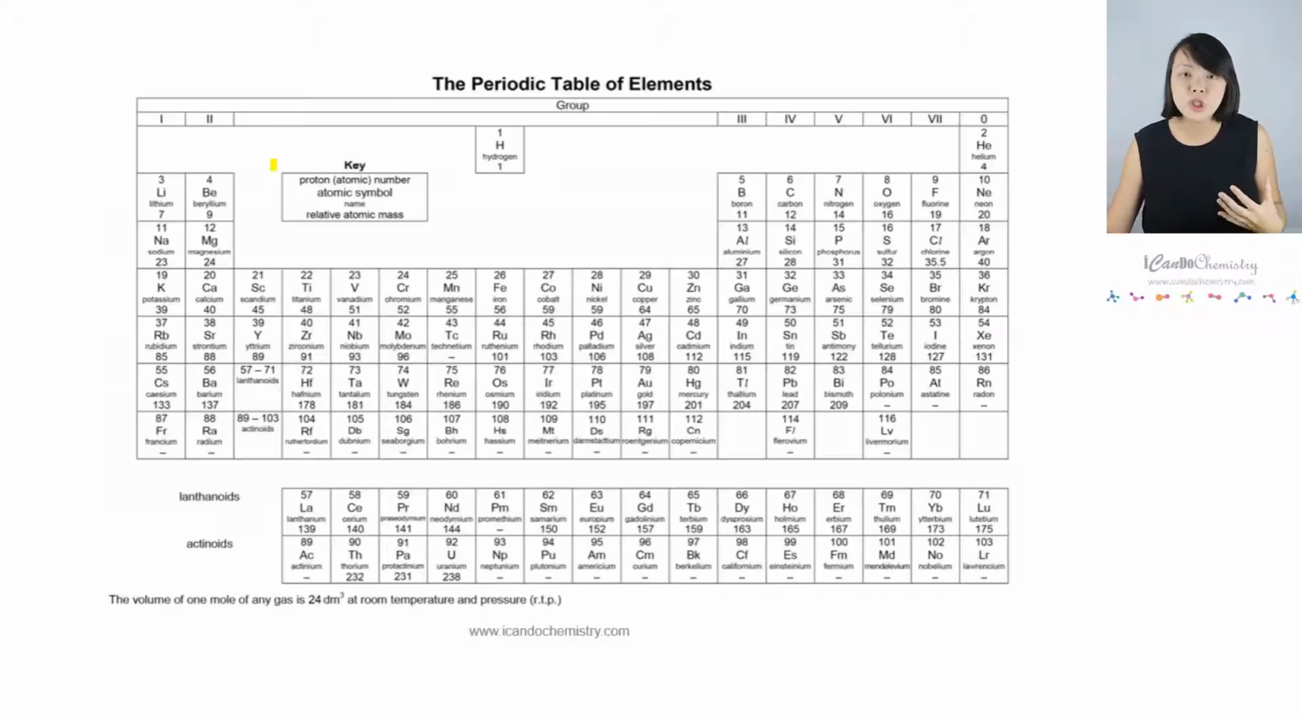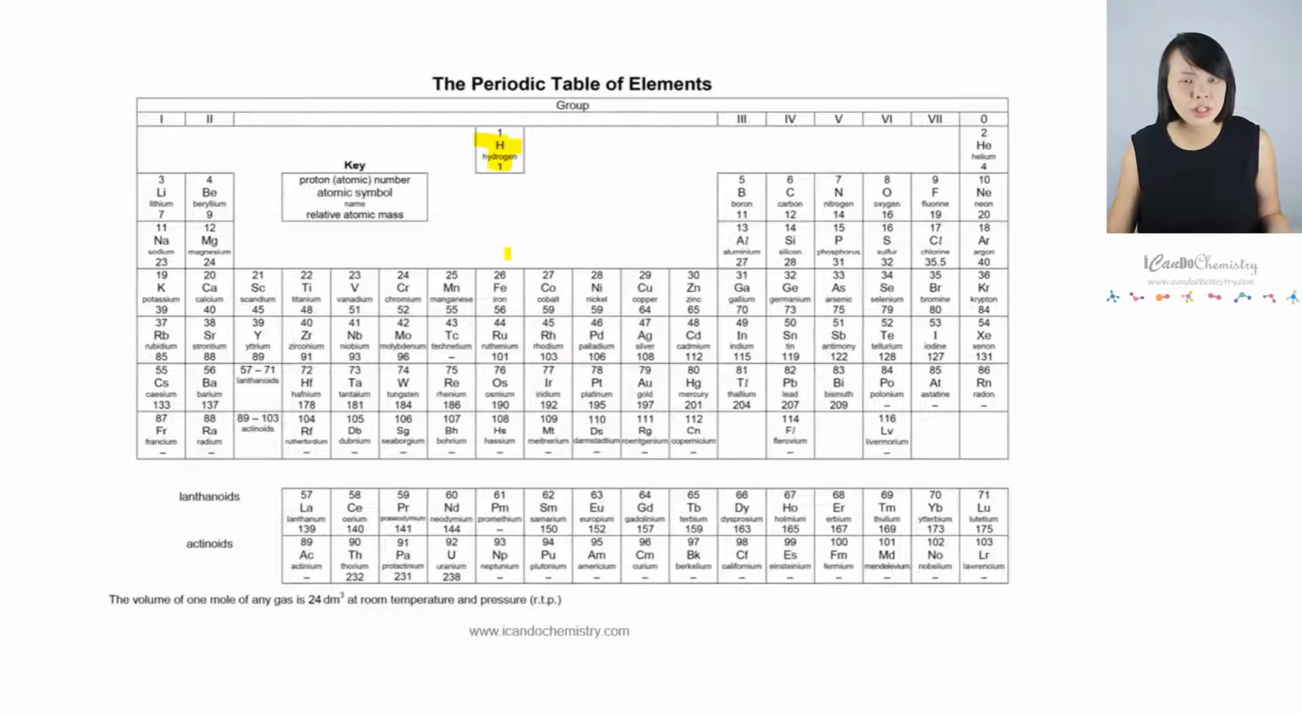Now before we even start drawing a dot and cross diagram, we need to determine how many electrons this particular element has. So now we're dealing with hydrogen. Hydrogen is over here in the periodic table. And how would I know how many electrons it has?